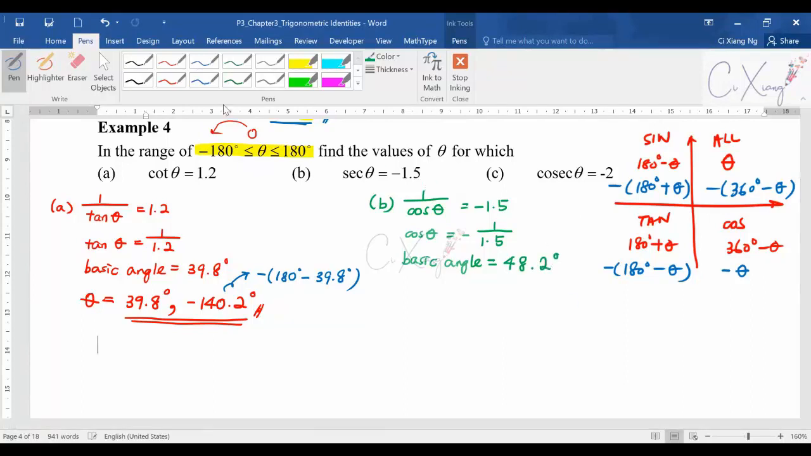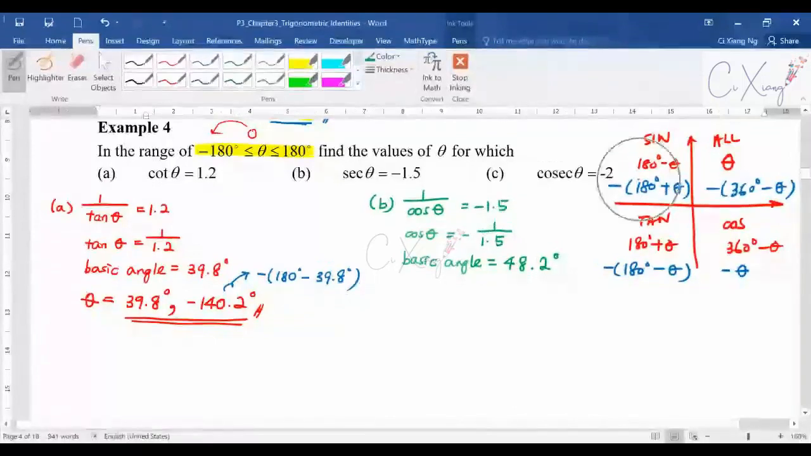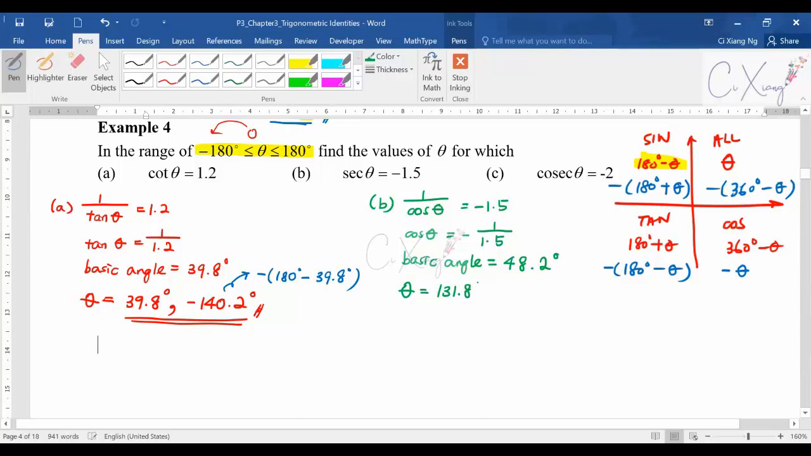Then now, for the first two quadrants, they are asking for cos negative. So the second quadrant should be cos negative. When you want to get an answer from here, it should be 180 minus theta, second quadrant, right? Positive angle. Therefore, the first answer that you have should be 180 minus theta, which is 131.8.